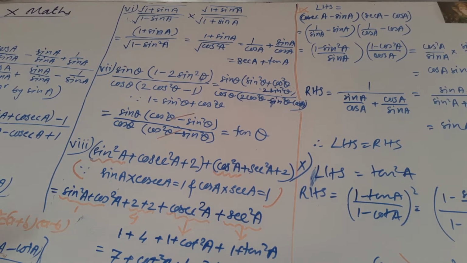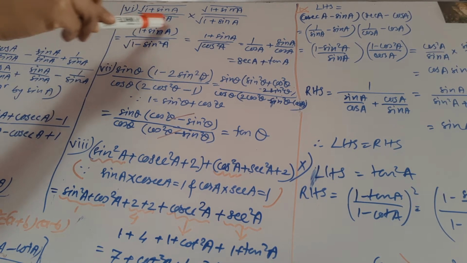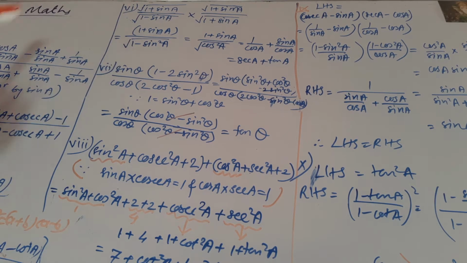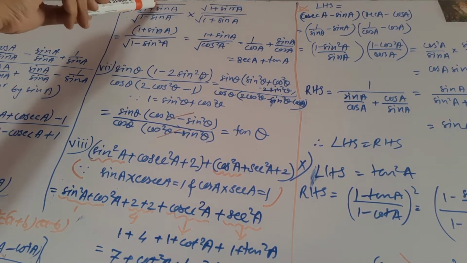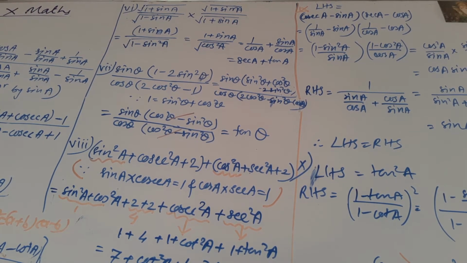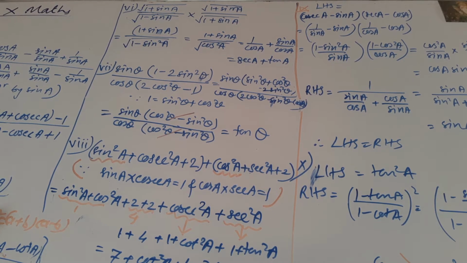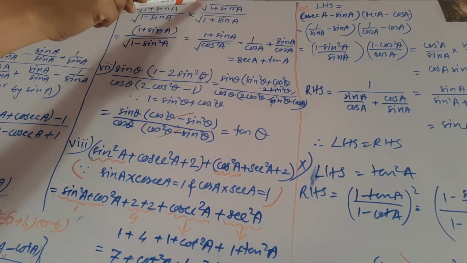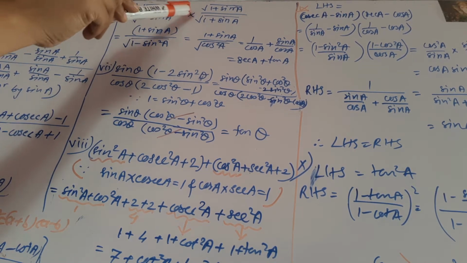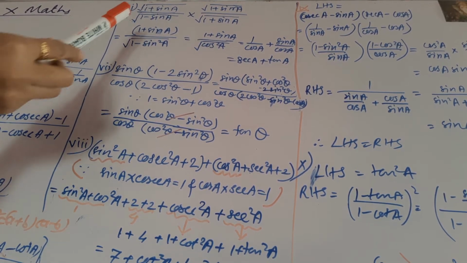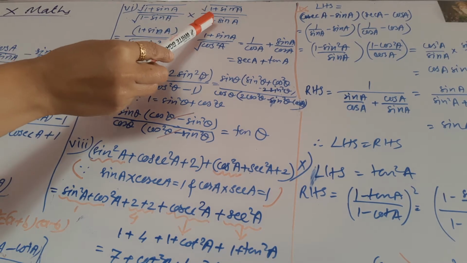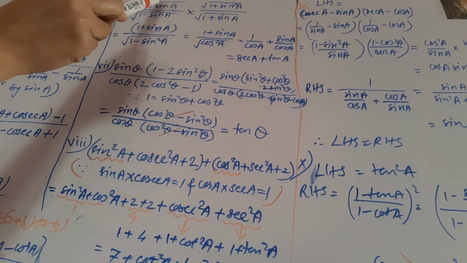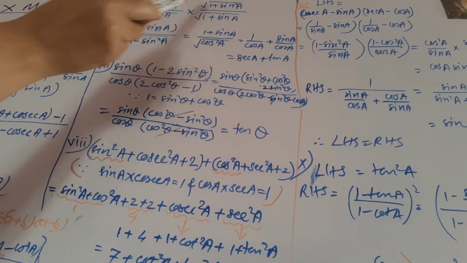In the sixth question, this is already given to us. Now we can see that the numerator and denominator have the same terms, but the sign is different. So in this case we have to do the rationalization. For rationalization, we multiply the numerator and denominator by the conjugate of the denominator, and the conjugate of the denominator is the square root of 1 minus sin A. By that we have multiplied the numerator and denominator, so we will get 1 minus sin A.